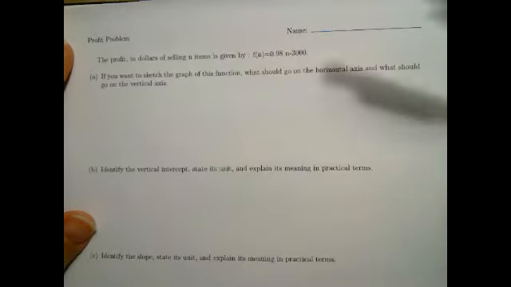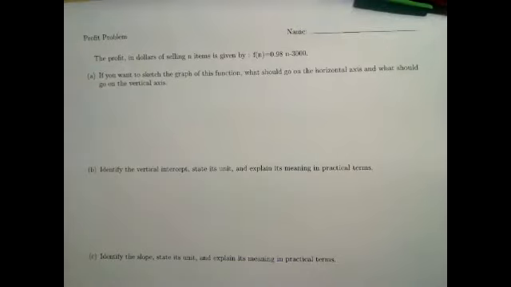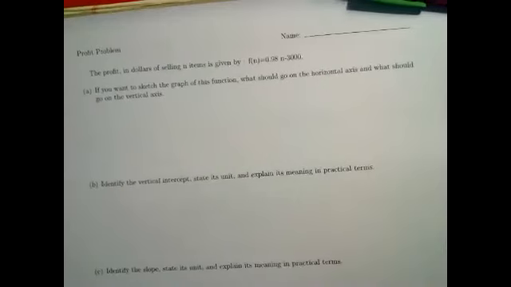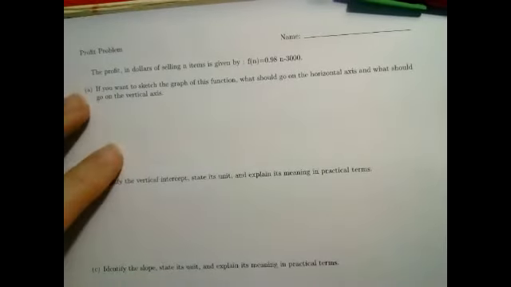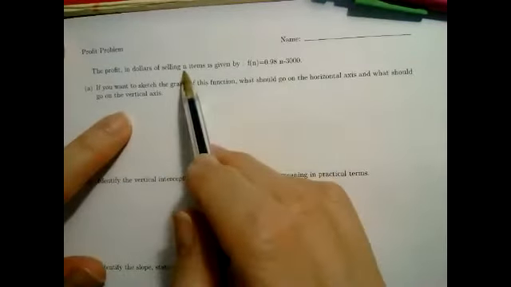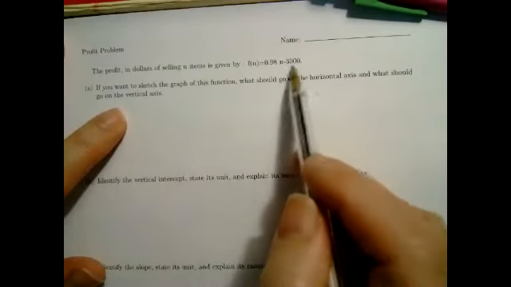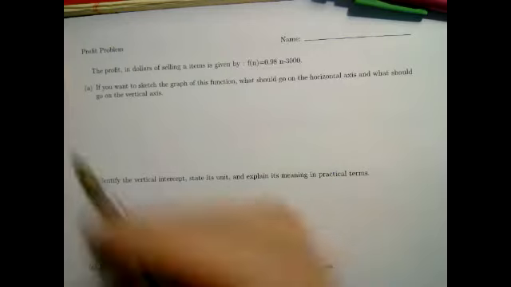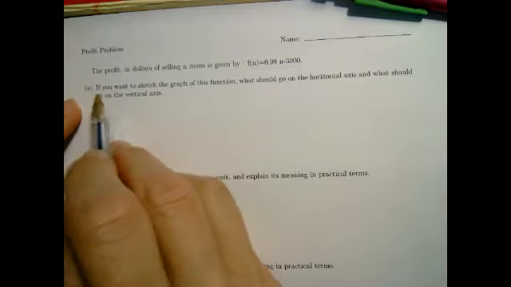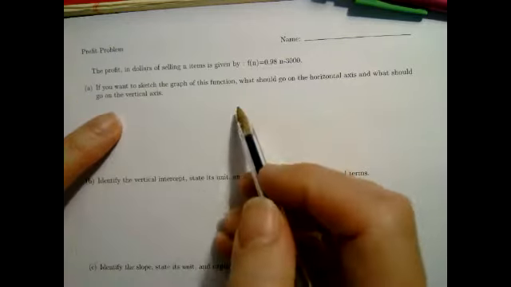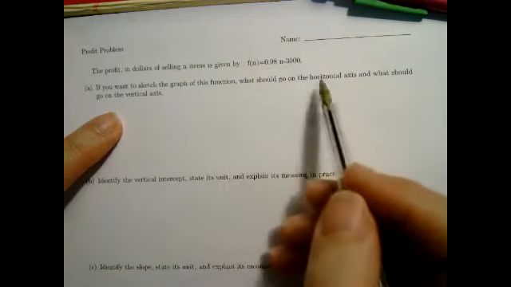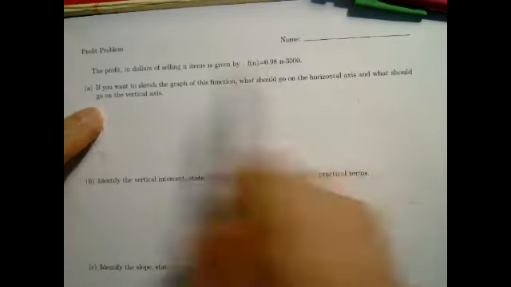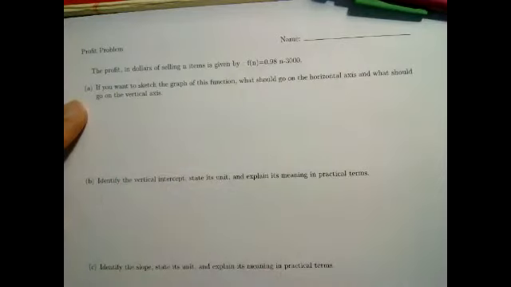So what's the problem about? You have a store, and they have a specific item, let us say a calculator, and the profit from selling n items is given by this function. So this time they give us the function. My question now is the following. If you want to sketch the graph of this function, what should go on the horizontal axis and what should go on the vertical axis?